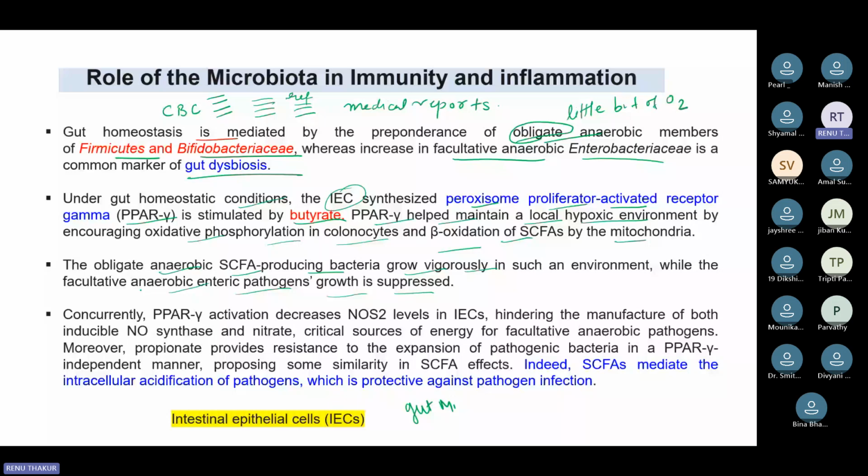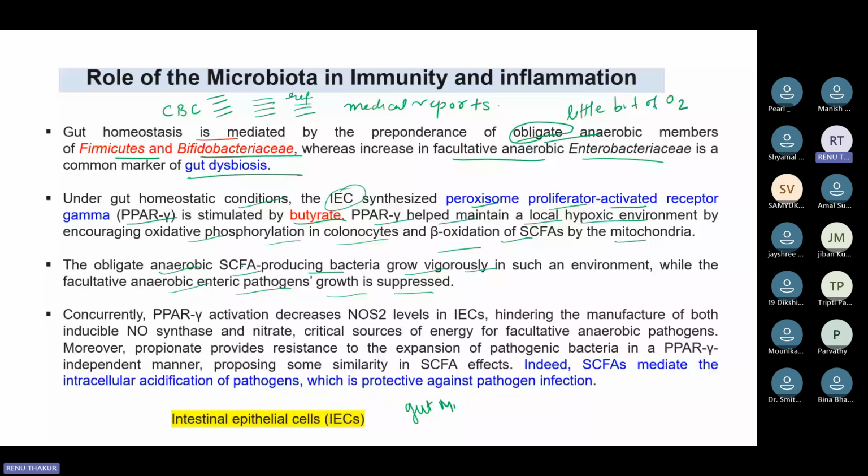Which bacteria will grow? Only the bacteria which are capable of synthesizing short chain fatty acids will grow, and the pathogenic bacteria that require oxygen, because they are facultative anaerobic. So if you are maintaining a condition that has no oxygen, suppose there are two chambers in which you have provided some amount of oxygen. This has a little bit of oxygen and this has no oxygen, no O2. This has so many molecules of oxygen. So this will promote the growth of pathogens.